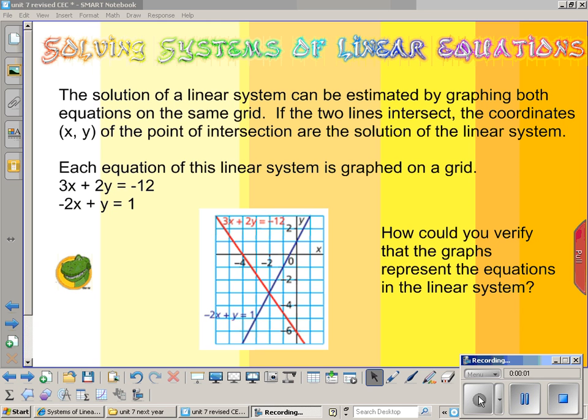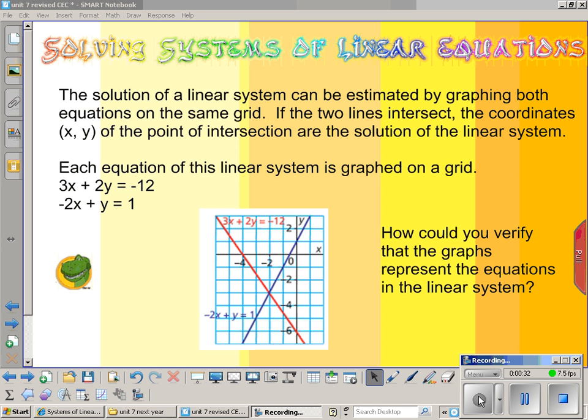In this lesson, we are going to look at solving systems of linear equations. The solution of a linear system can be estimated by graphing both equations on the same grid. If the two lines intersect, the coordinates (x, y) of the point of intersection are the solution of the linear system. So when you're graphing the two lines, wherever they intersect is called your solution.